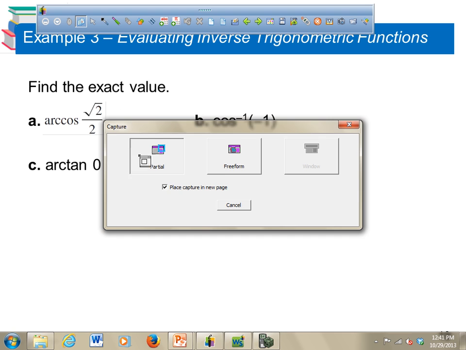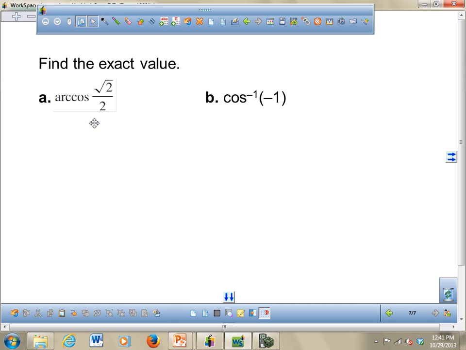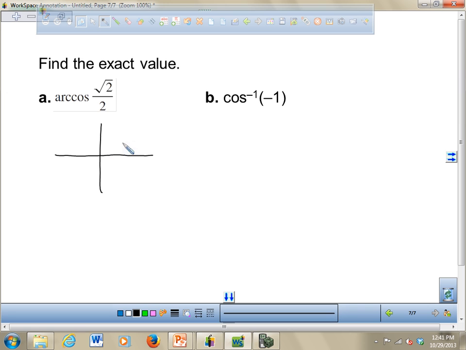So say I want to find arc cosine of root of 2 over 2. Where is cosine in the first or second quadrant? Where, here, or here is cosine equal to root of 2 over 2? And what is that angle corresponding to? 45 degrees. Okay? So that is equal to 45 degrees, or in radians, that's pi over 4 radians, right?